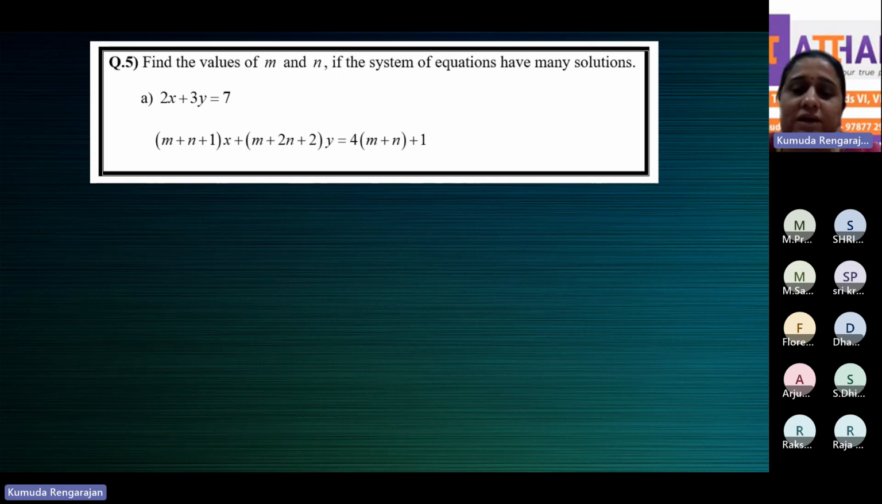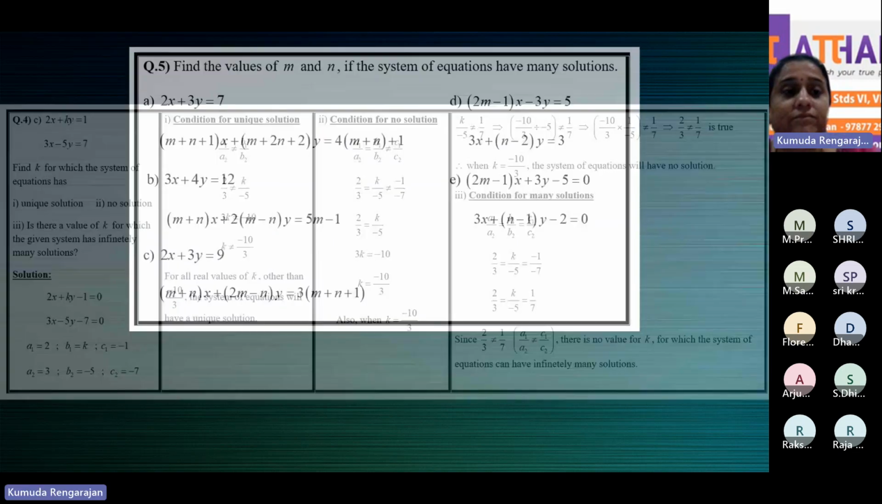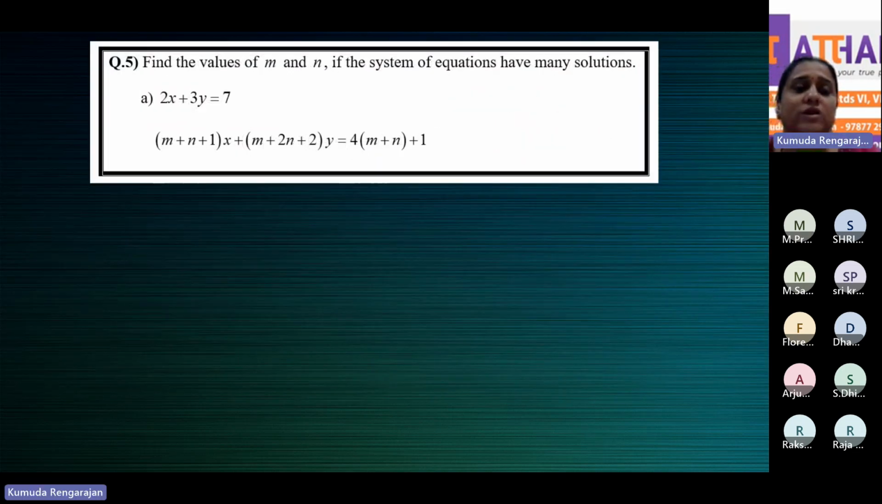We'll just work this and wind up the session for today. This is the next one. Find the values of m and n if the system of equations have many solutions. Children, understanding the question is very important. Please don't start working. Find the values of m and n.